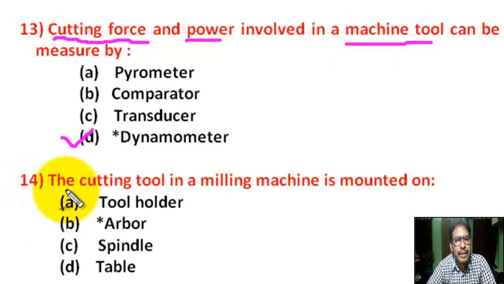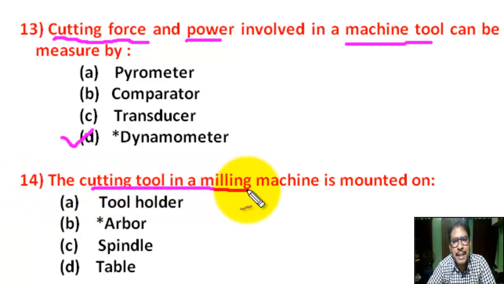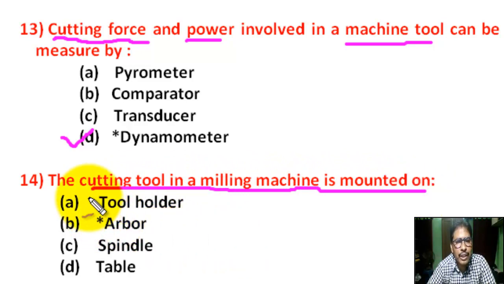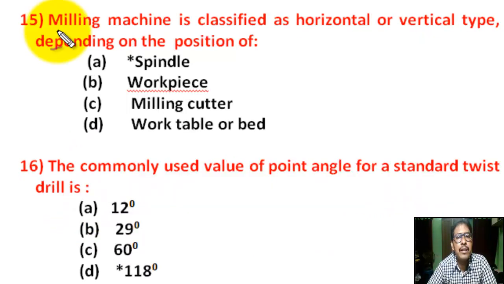Question number 14. The cutting tool in a milling machine is mounted on. There are 4 options. Correct answer is B. Cutting tool in a milling machine is mounted on arbor.